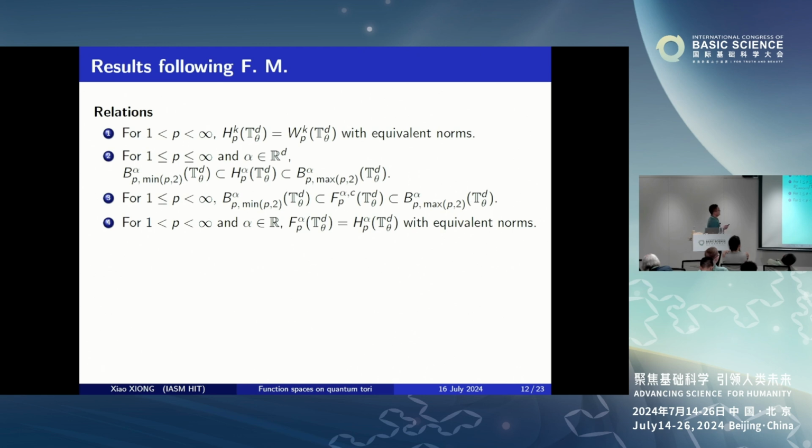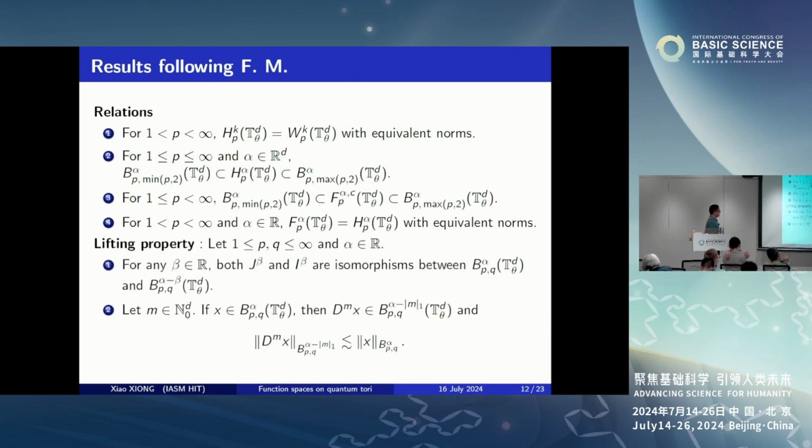But here, p should be strictly between 1 and infinity, because there is some Hörmander-Mikhlin type Fourier multiplier. And for the second one, the relation between Sobolev space and Besov space, the inequalities here are also some kind of boundedness of Fourier multipliers, and the other two are the same. Also for the lifting property, we need to look at this operator, which can also be viewed as a Fourier multiplier.